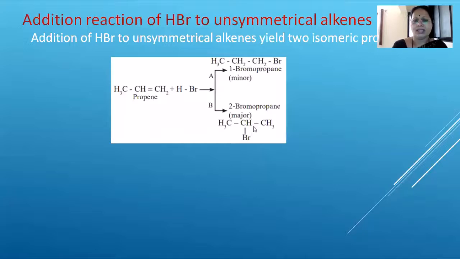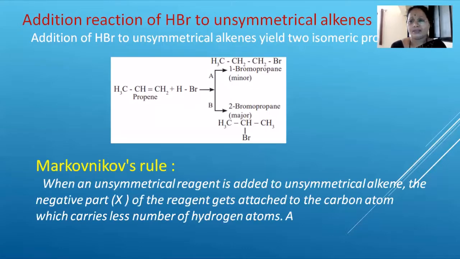See here, addition of HBr across double bond. If hydrogen atom is attached to this carbon and bromine to second, then formation of 1 bromopropane. And if hydrogen is attached to this carbon and bromine to first carbon, then formation of 2 bromopropane. So here mixture of two products A and B is obtained. Now in this, 1 bromopropane is minor product and 2 bromopropane is major product. Okay. Now this is proved by scientist Markovnikov.